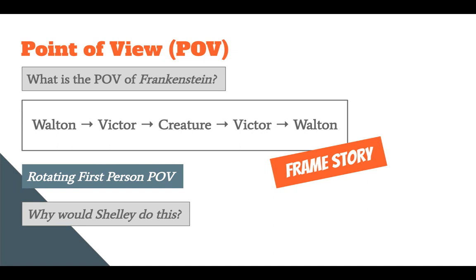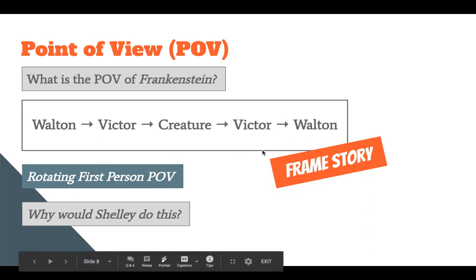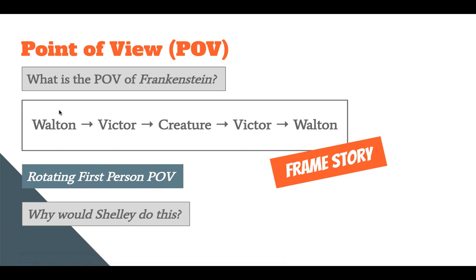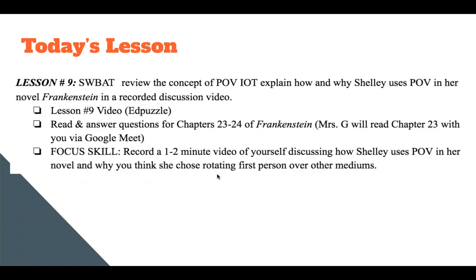Okay, hopefully you talked about how by doing this we get a deep connection and a deep insight into the creature, into Victor, into Walton's perspectives. We really get to know these characters intimately. But by doing rotating, Shelley addresses that disadvantage. We're not limited to one character like in a normal first person. We get to hear from three characters' points of view, which I think makes the story much more rich and much more complicated.